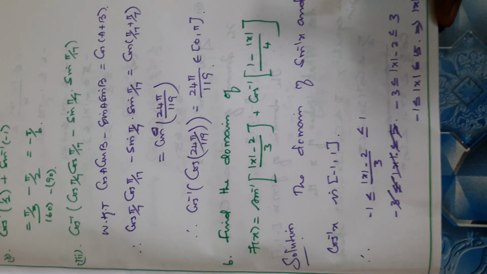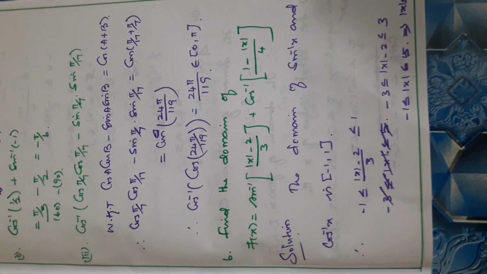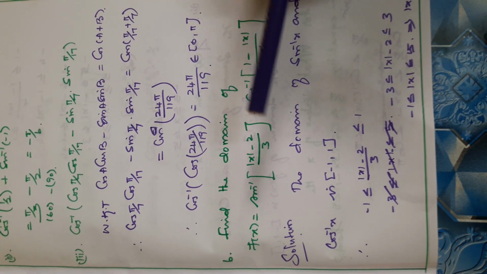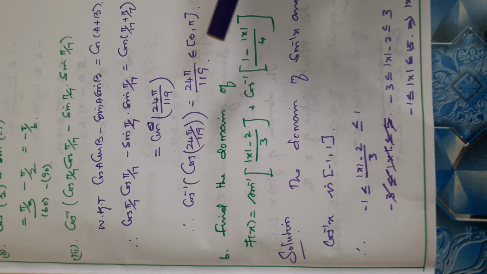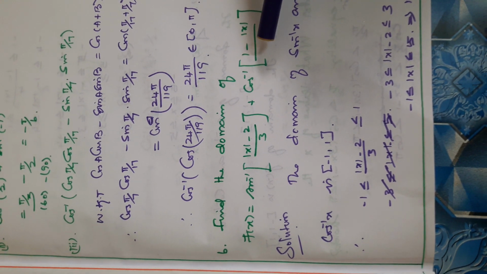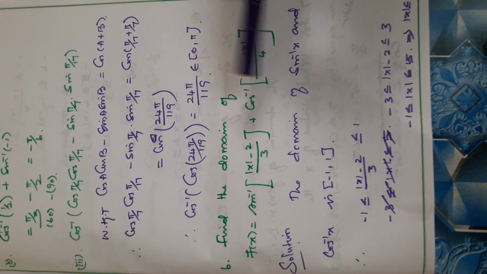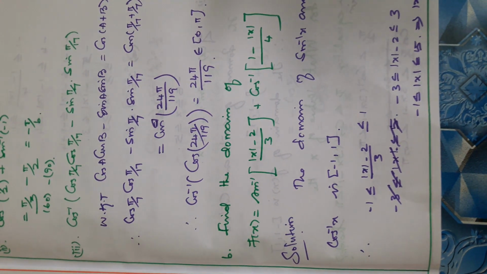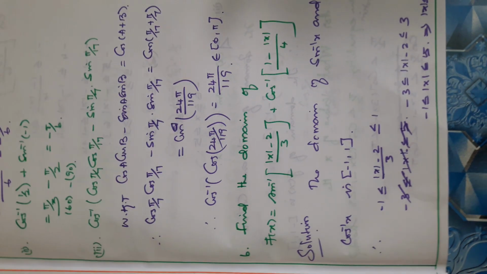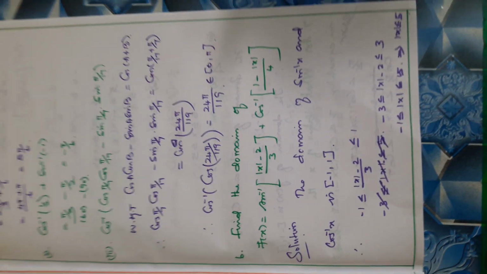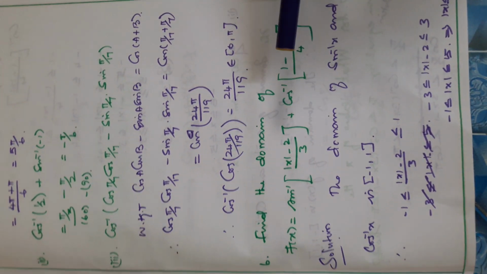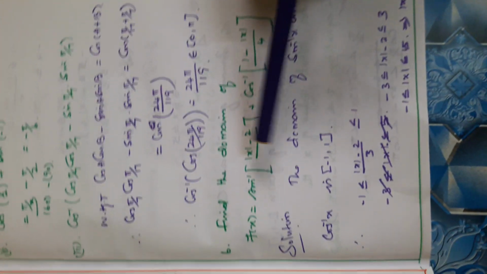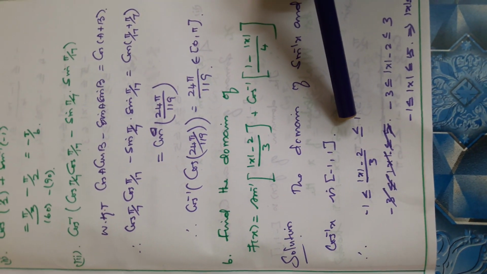And our next question: find the domain of f of x equal to sin inverse of modulus of x minus 2 by 3 plus sin inverse of 1 minus mod x by 4. So the domain of sin inverse x and cos inverse x is minus 1 to 1. The x value can take numbers from minus 1 to plus 1. It cannot be more than that or less than minus 1. So the inside argument you have to write between minus 1 and plus 1.